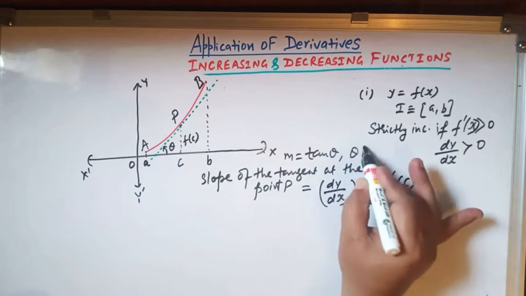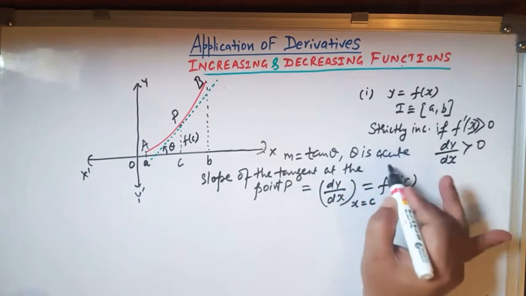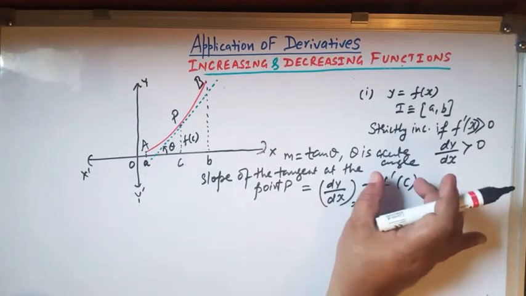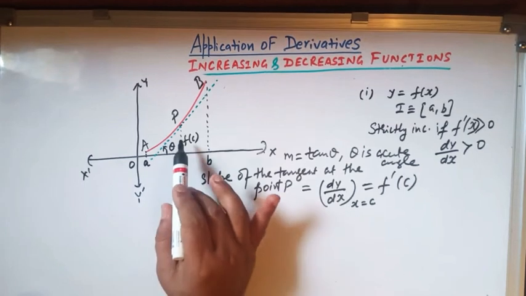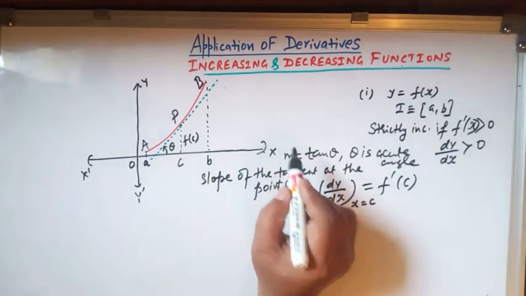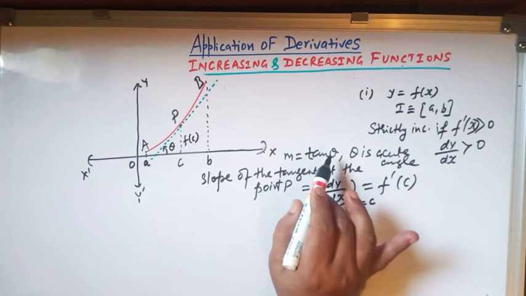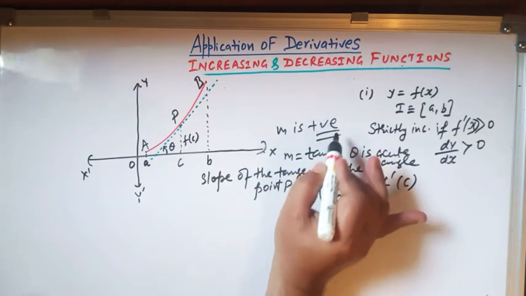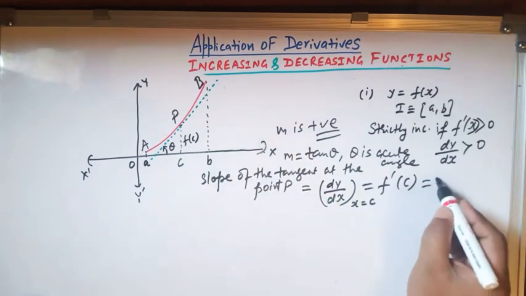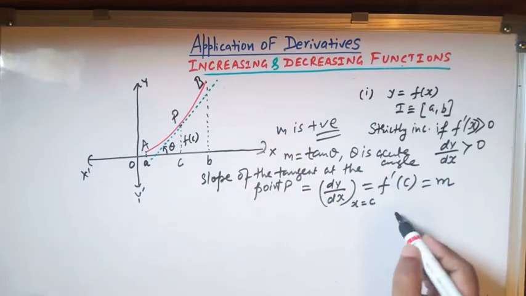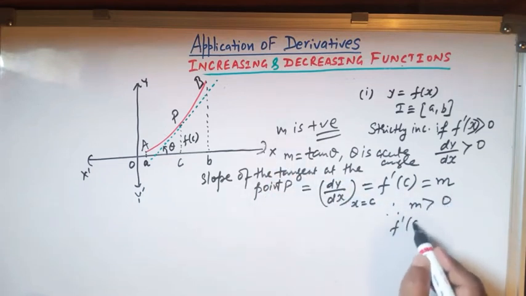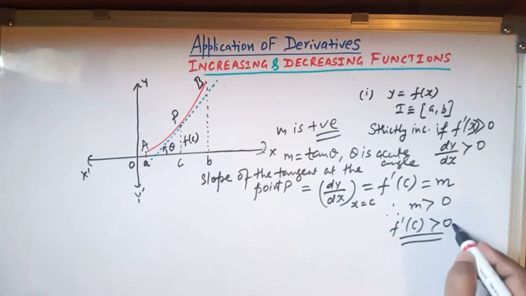So we see that the slope is also given by m is equal to tan theta, and theta is an acute angle here, and therefore it lies in the first quadrant. So tan theta is positive in the first quadrant. So m is positive. And what is m? M is f prime of c. So m is positive means m is greater than 0. So f prime of c is greater than 0.